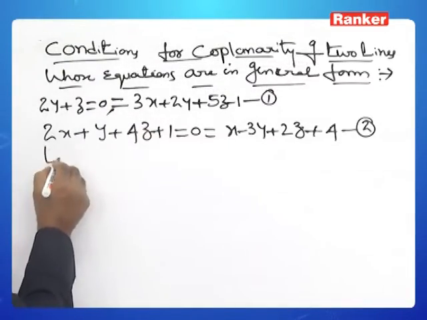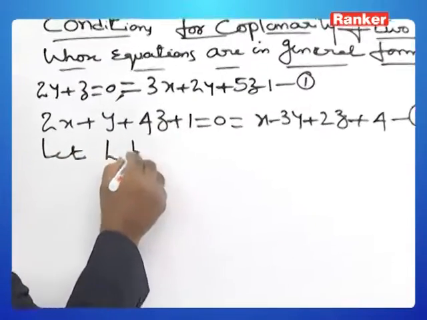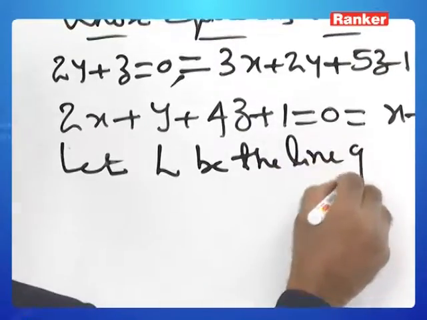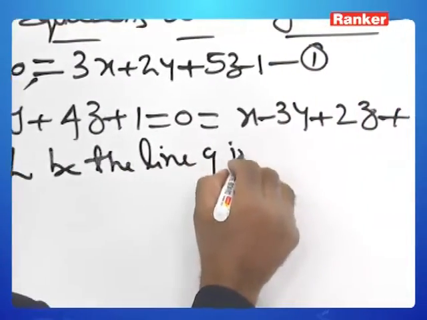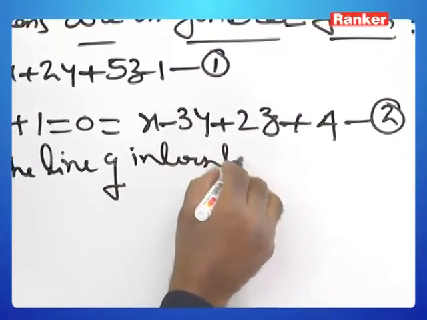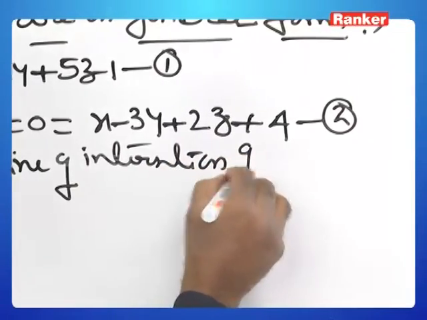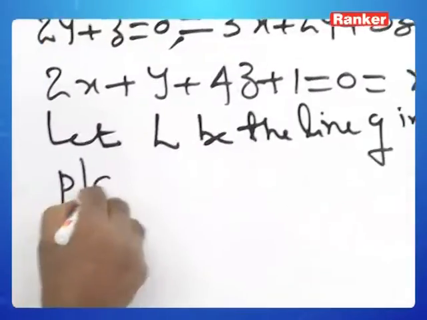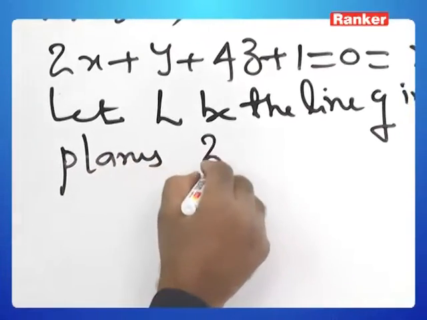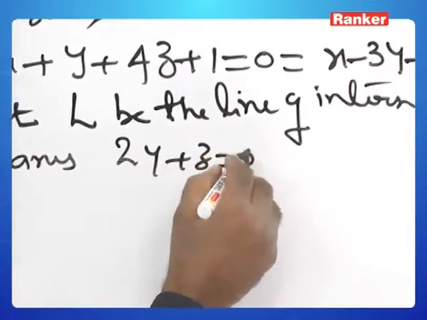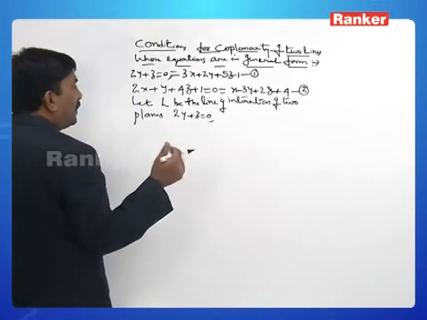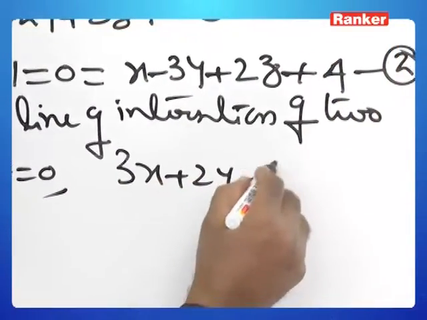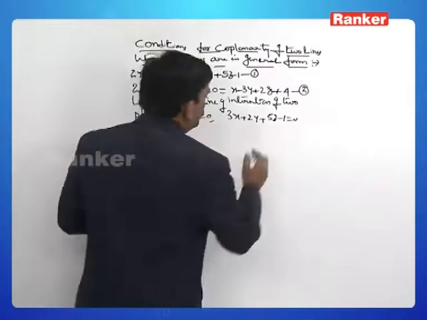Let L be the line of intersection of two planes. What is that? 2y plus z is equal to 0. If you consider them separately, they are planes. 3x plus 2y plus 5z minus 1 is equal to 0.